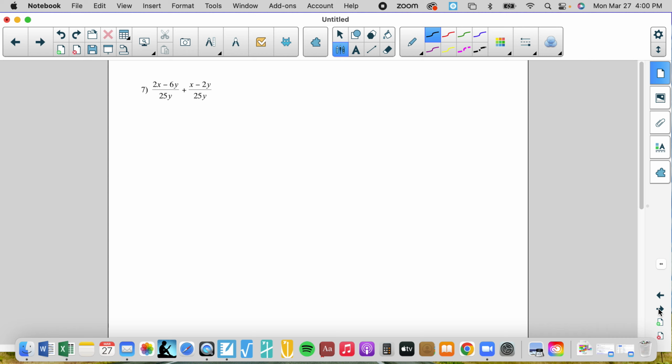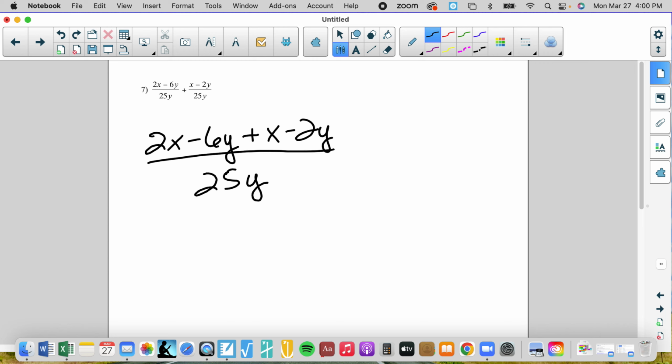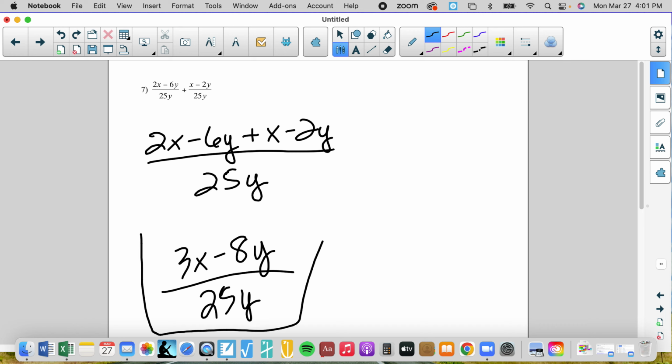All right, same thing, common denominators. I'm going to put all of the numerators together. 2x minus 6y plus x minus 2y over 25y. 2x and x makes 3x. Negative 6y, negative 2y makes negative 8y over 25y. Nothing cancels. If I look in the numerator, 3x minus 8y, there's no coefficient or variable that I can factor out. So that would be my answer.